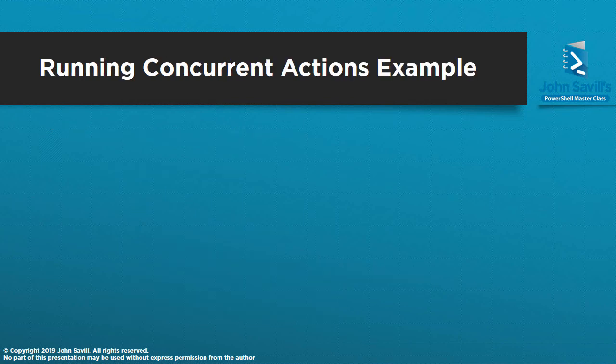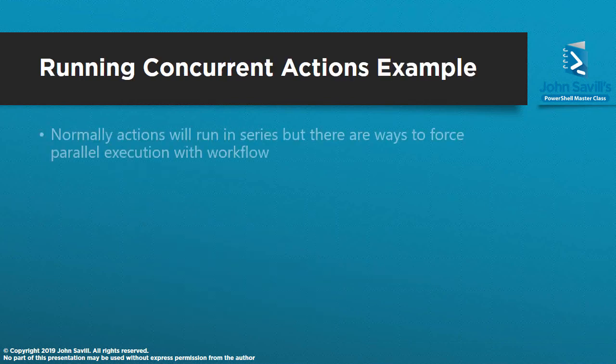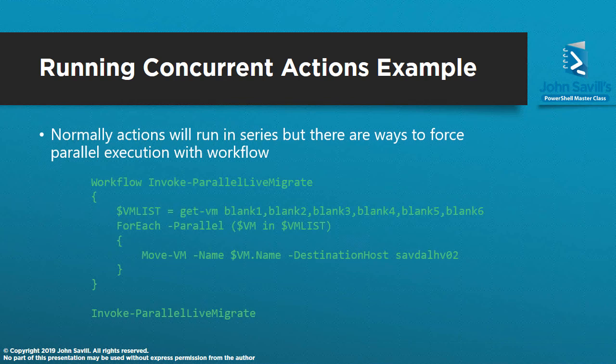Likewise, I can run those concurrent actions. Now I have my foreach, but I'm doing -parallel. So I have a list of VMs. And now I'm saying foreach -parallel VM in VM list, move them. So instead of it moving VM 1, then 2, then 3, then 4, it's going to trigger that across all 6 at the same time. I'm just going to now live migrate a whole bunch of virtual machines together.